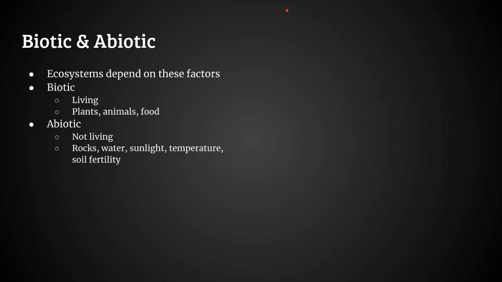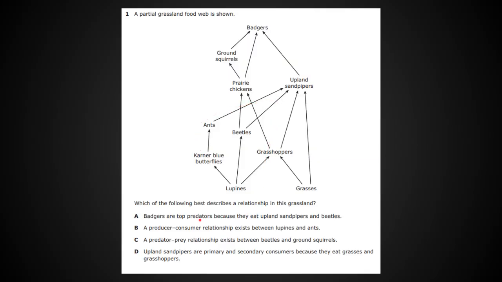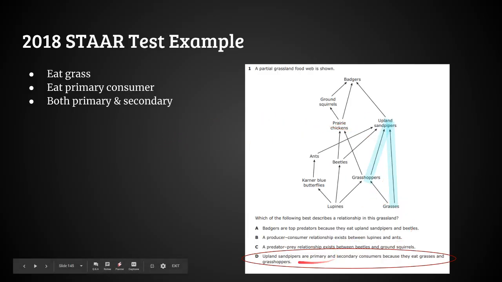We see here that ecosystems depend on these factors, so biotic meaning living and abiotic meaning not living. Should be our rocks, water, sunlight, temperature, soil fertility. And I don't remember how this one exactly relates, but it just kind of does.